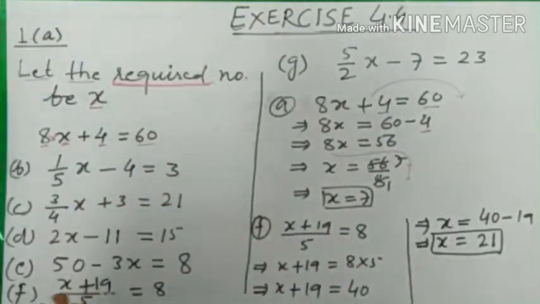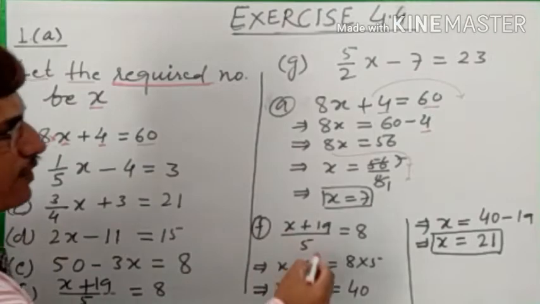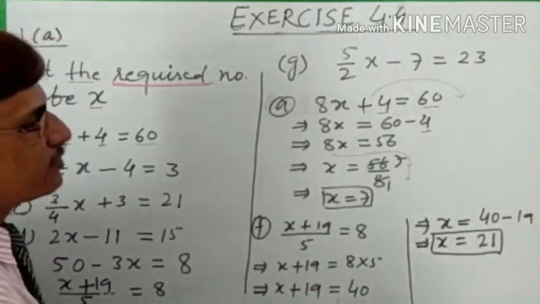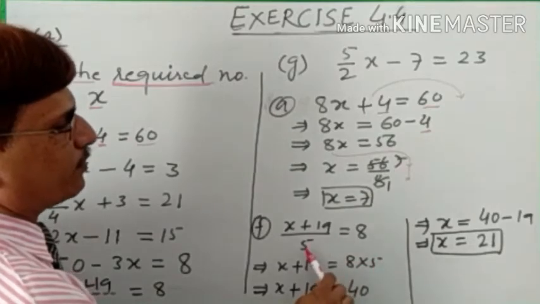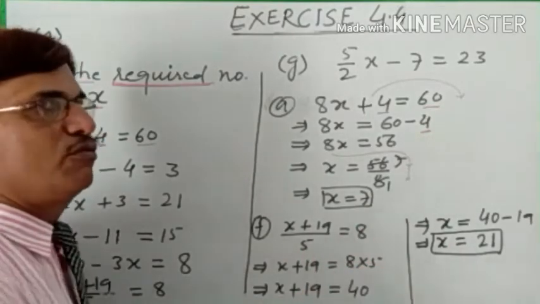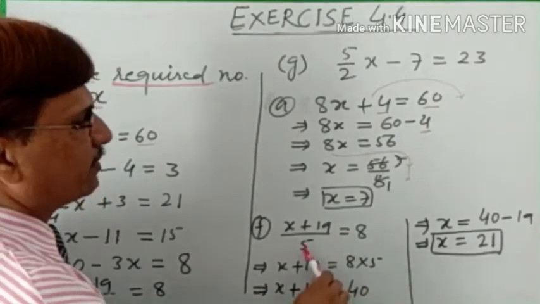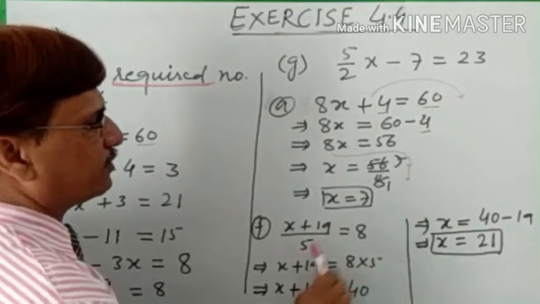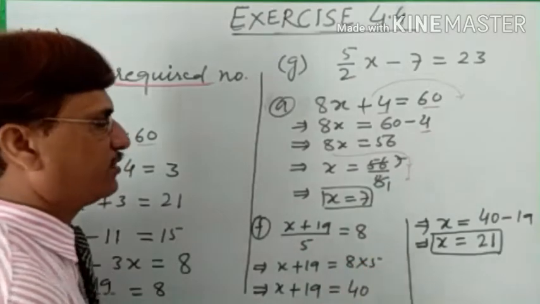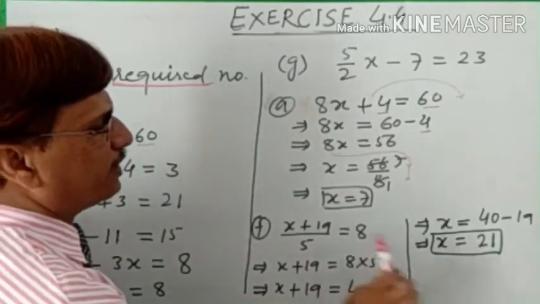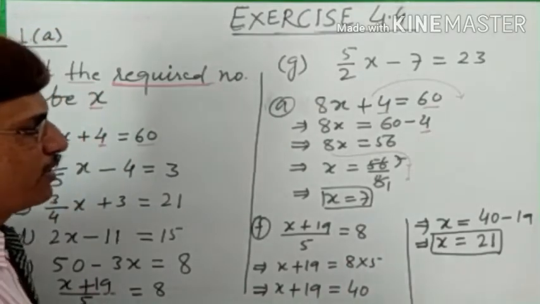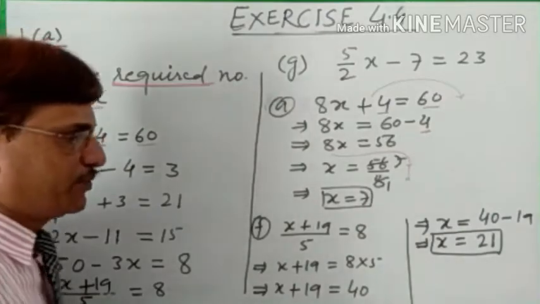Now F: x plus 9 upon 5 is equal to 8. x plus 9 is equal to 8 into 5. You have to transfer 5 to right hand side. Sign will be changed. Division changes into multiplication. x plus 9 is equal to 8 into 5. 8 fives are 40. x plus 9 is equal to 40.